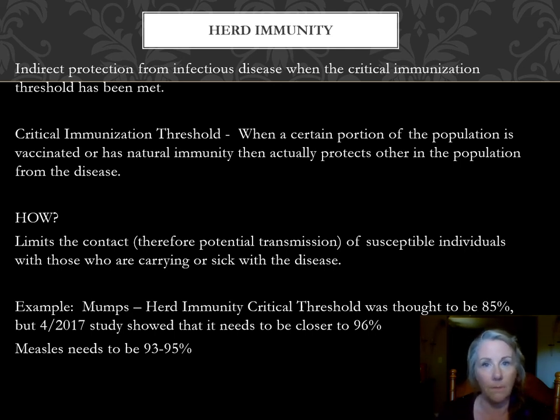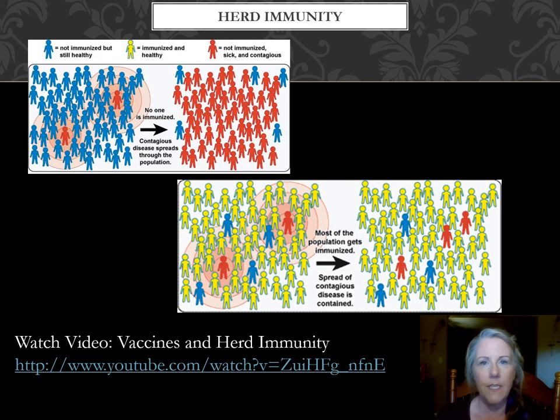Now, I like these images that I'm showing you, because they're color-coded, right? Visual, so I like to see those colors. But let me explain to you what's going on. This is a good way to visualize herd immunity. So if we look at the top picture, and we're looking at the blue people, okay? What does the blue represent? The blue represents people who haven't been immunized, but are still healthy, right? They're still relatively healthy. Okay, so what happens?